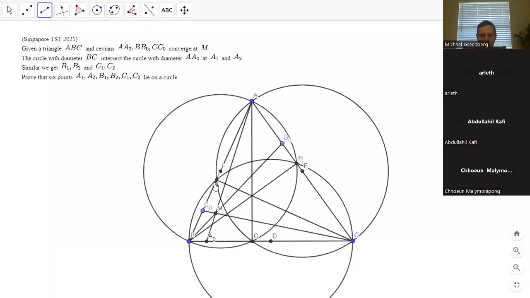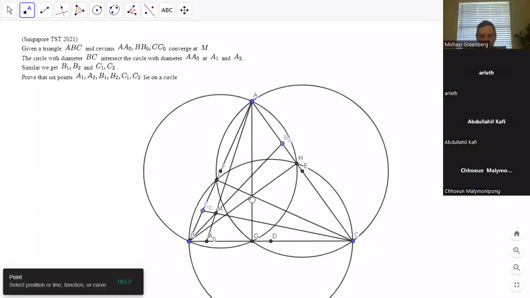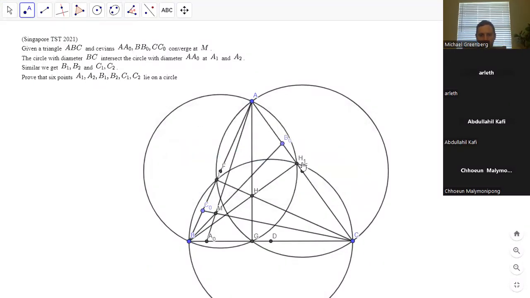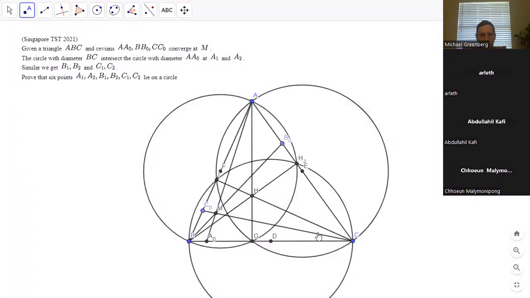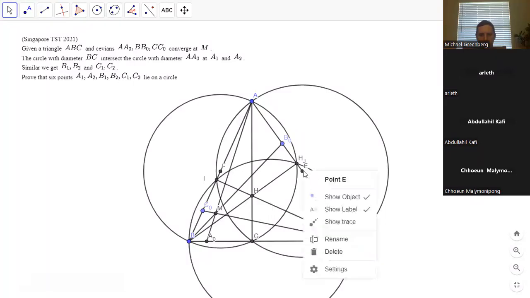But so this should be H. I'm going to rename the other H, well, J, and kind of like this picture. I'm going to hide, I feel like these points are distracting, so I'm just going to hide them for now.